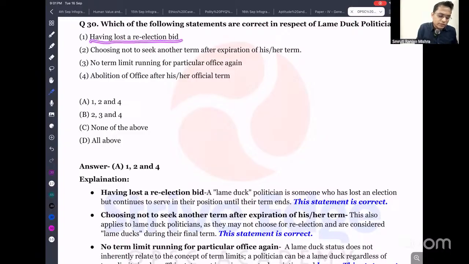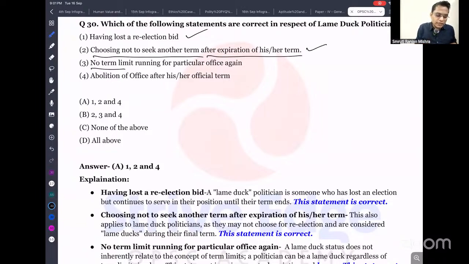So having lost in a re-election bid, the first statement is right. Choosing not to seek another term after expiry of his or her term is also called a lame duck. Because you are currently in the legislature, say an MLA or MP, but you are not seeking election one more time. That means you are holding office till the election. So this statement is also right.